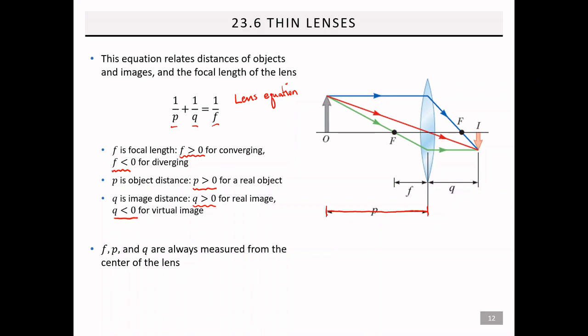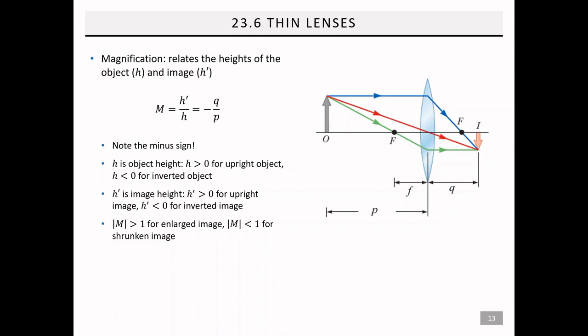And then, final technical note, all of these values, F, P, and Q, are always measured from the center of the lens. For us, this isn't actually a problem because we're talking about thin lenses, so essentially we're already considering them thin enough to only have just that center part. But when you're doing ray diagrams, you always have to measure from the object to the center of the lens, or the image to the center, etc.